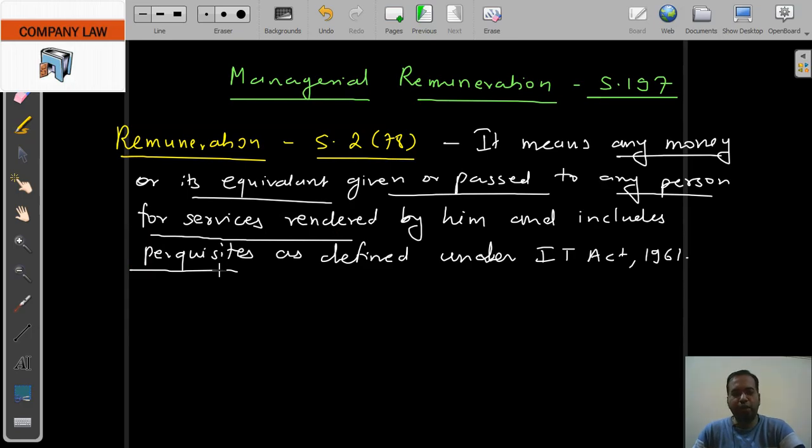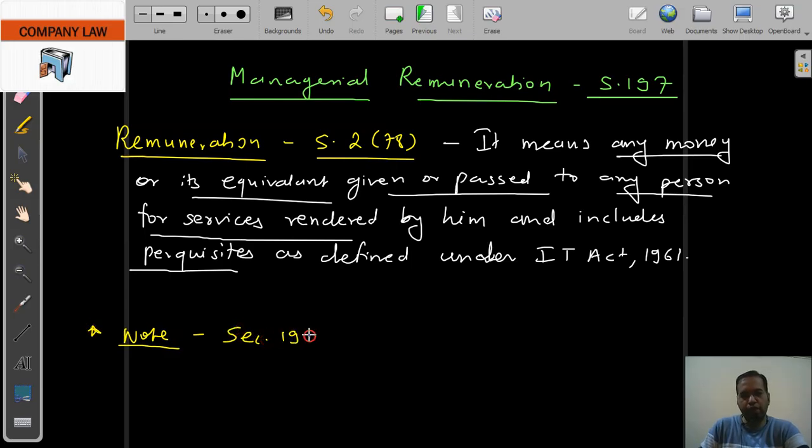Now we are going to talk about managerial remuneration. Overall, what should be the maximum managerial remuneration, and in case of absence or inadequacy of profits also. So 197 lays down the overall maximum managerial remuneration payable by every public company, and the managerial remuneration payable by it in case of absence or inadequacy of the profits. Section 197 does not apply to a private company. So first, we need to mention a note over here.